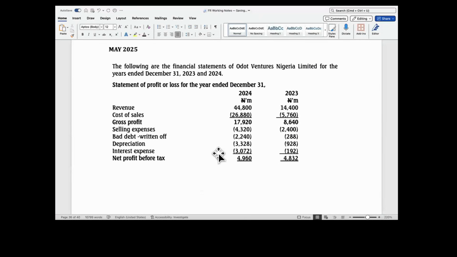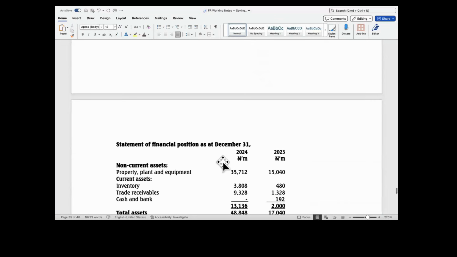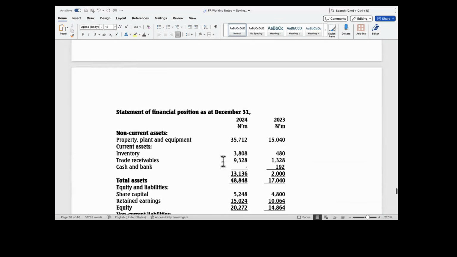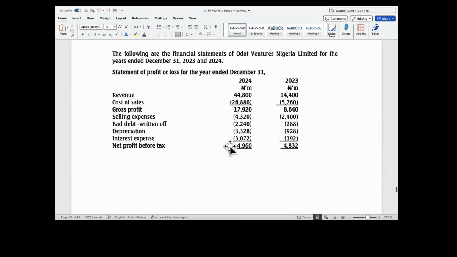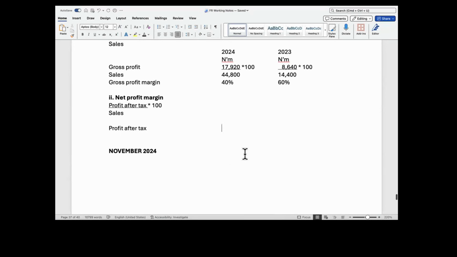So what's my profit after tax for 2024? Funny enough, we don't have profit after tax. No sweat, we know that net profit will be the last profit. Since they stopped at net profit before tax, let's use that, right? So 4,960, 4,832. So let me just change the name then, if that's the case.